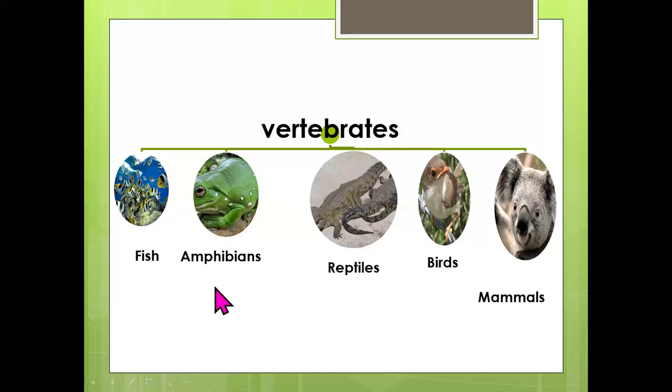We have amphibians, those that can live in water, and also they can come on land to live. And we have reptiles. Crocodile is an example. Lizard is an example. We have snakes, they are all reptiles. So we have birds, flying birds. We have mammals.